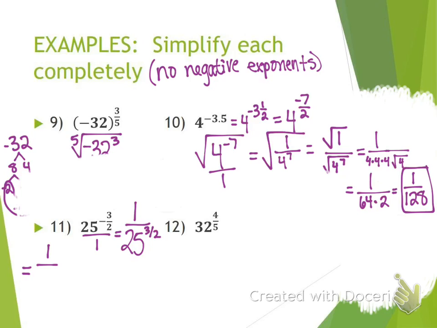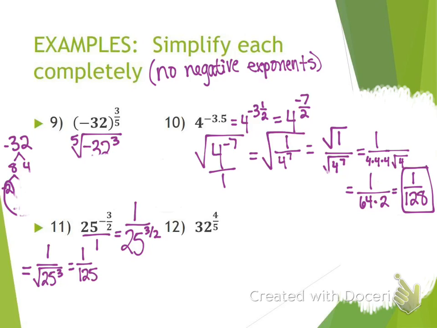All right, let's switch it into radical form now. What is my index? 2. So I'm taking a square root of 25 to the 3rd power. So we have 1 over the square root of 25 cubed. The 1 over is just going to keep coming along. We've already simplified the square root of 25 cubed. It comes out to be 125.